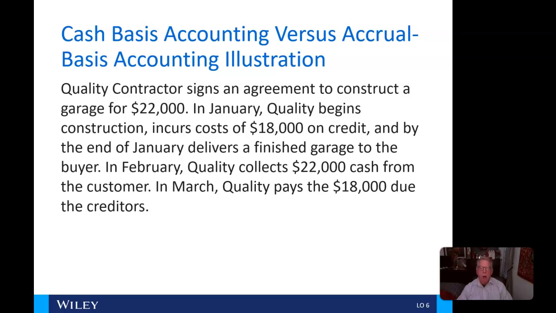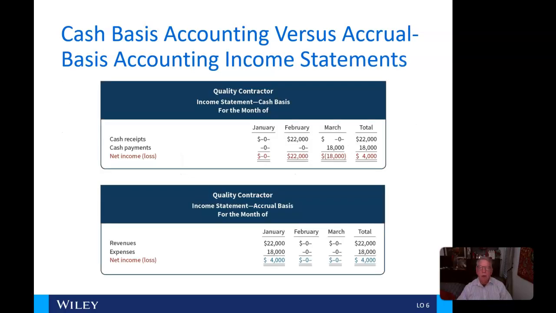Okay, in February, it collects $22,000 cash from the customer. In March, they pay $18,000 due to the creditors. Okay, so we have some timing issues here. From a cash standpoint, you can see cash receipts are all in February, cash payments are all in March, and we've made a total of $4,000 over this 4-month period.